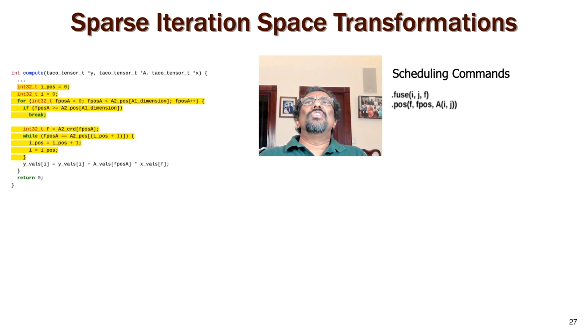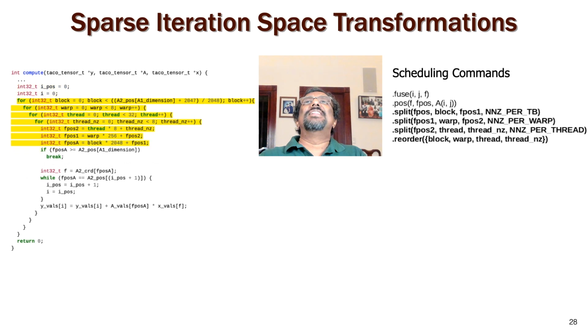So the first thing we do is fuse the ij dimensions and get a new dimension. Then you can convert that fused dimension, the innermost dimension, to position space. Now you get all the contiguous things allocated into one dimension. And then I can split that dimension multiple times. Here we split it 3 times, and then we did the reordering to get equal size blocks.